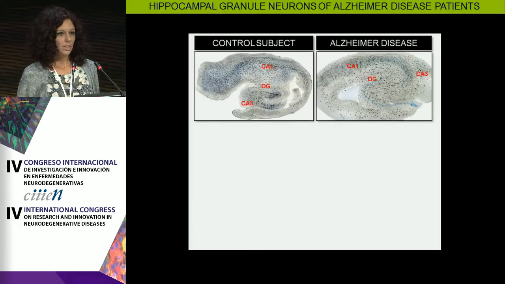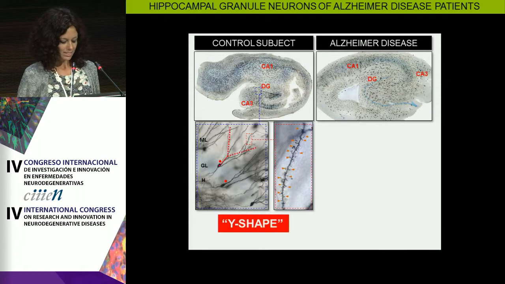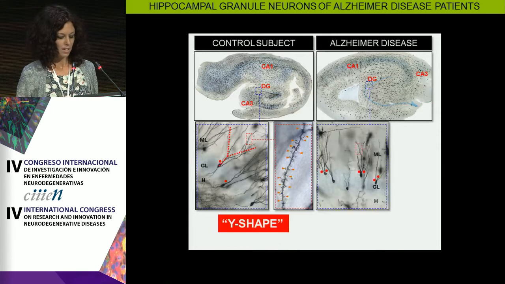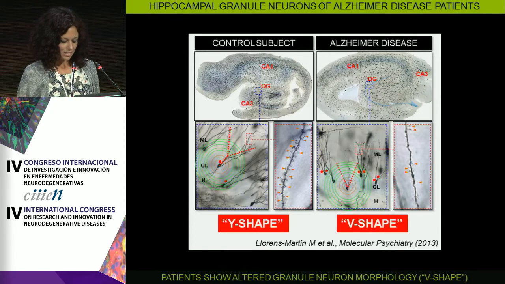In this representative image of the human dentate gyrus, you can observe how a typical granule neuron from a control subject displays just one single primary apical dendrite emerging from the soma and acquires a Y shape. This is the normal phenotype of these neurons in human. But in contrast, granule neurons from Alzheimer's disease patients display several primary apical dendrites emerging from the soma, acquiring a V-shaped phenotype. And growing evidence suggests that this is an aberrant phenotype of these neurons, given that a similar morphology of these cells has been demonstrated to occur under several pathological circumstances, such as inflammation, epilepsy, and schizophrenia, and of course in many animal models of Alzheimer's disease.